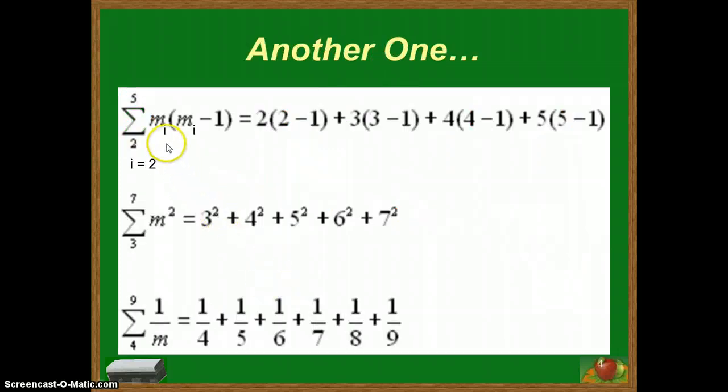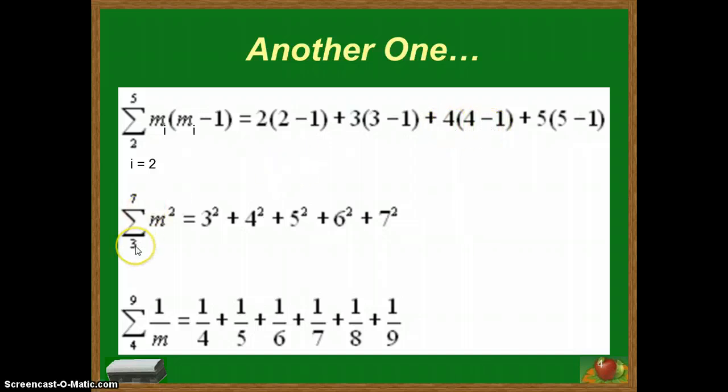Here's another one, a little more complicated. Let's say that we've got the summation from 2. Notice the index doesn't always have to start at 1. From 2 to 5 of m sub i times m sub i minus 1. So just put the initial value in, do what it says, kick it up by 1, and when you add up all these terms, I'm not sure what that adds up to be, but you see how it plays out.